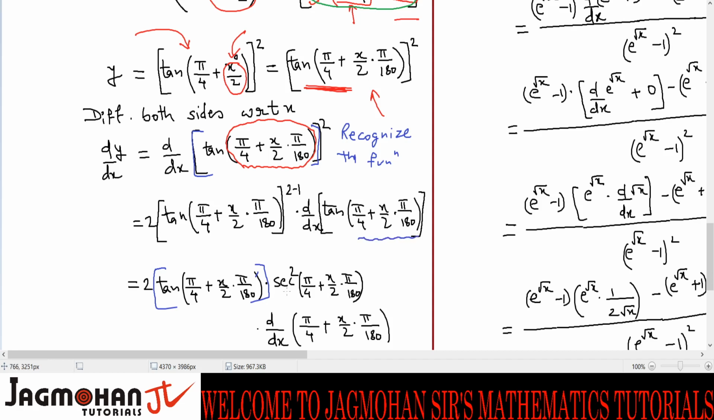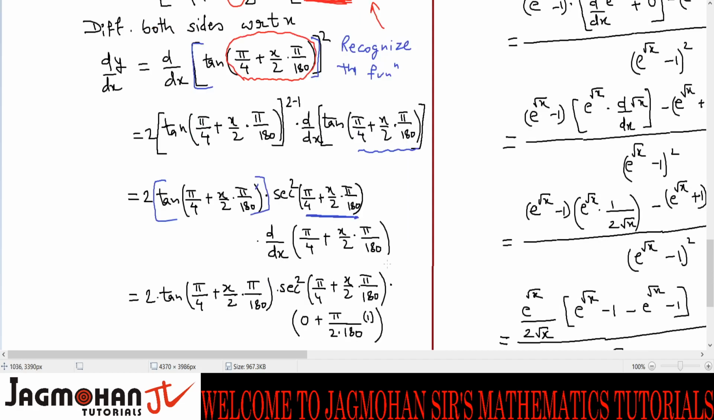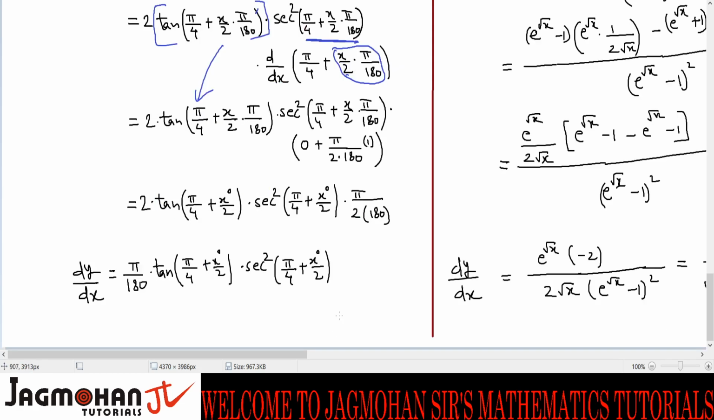What is d by dx of tan f of x? Sec square f of x into d by dx of f of x, and f of x is pi/4 + x/2 into pi/180. Then this is copied as it is, sec square thing also copied as it is, and d by dx of this. Now pi by 4 is a constant, there is no x in this, so derivative is 0, plus this whole thing except x, rest all are constant. So pi upon 2 into 180 is constant, and d by dx of x is 1, which I wrote. So the final answer is this.